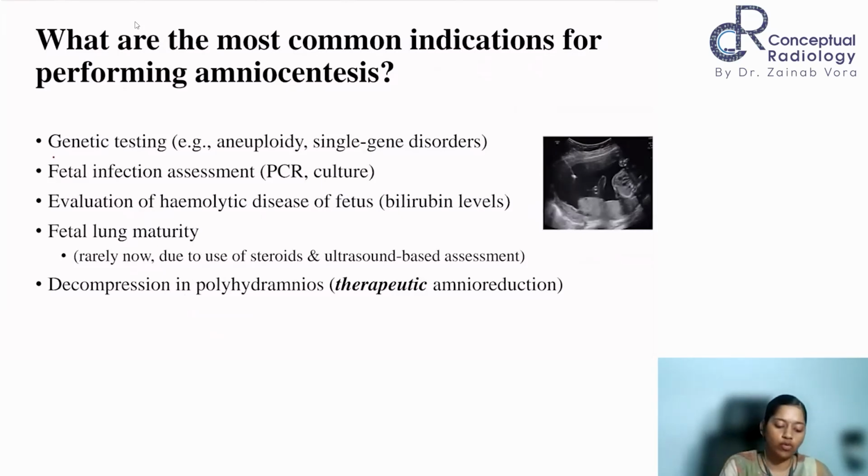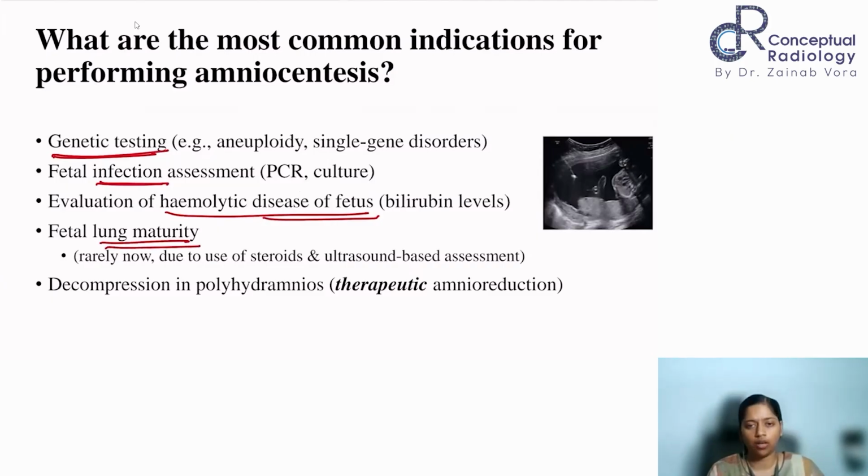First and foremost being genetic testing. Then, if you have a suspicion that this fetus might have had infection, fetal infection assessment can be done. Other important things that can be evaluated via amniocentesis are hemolytic disease of the fetus in Rh negative pregnancies, and the lung maturity.